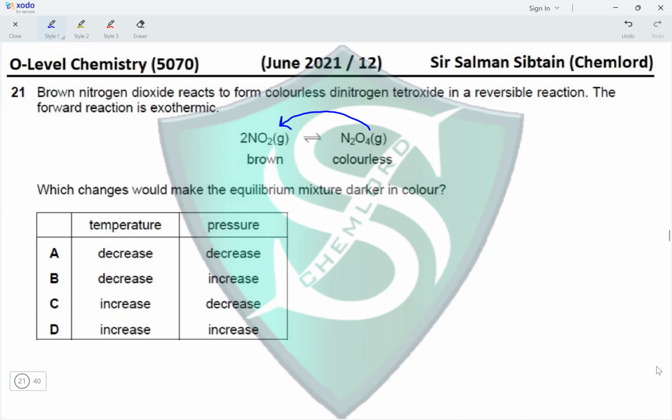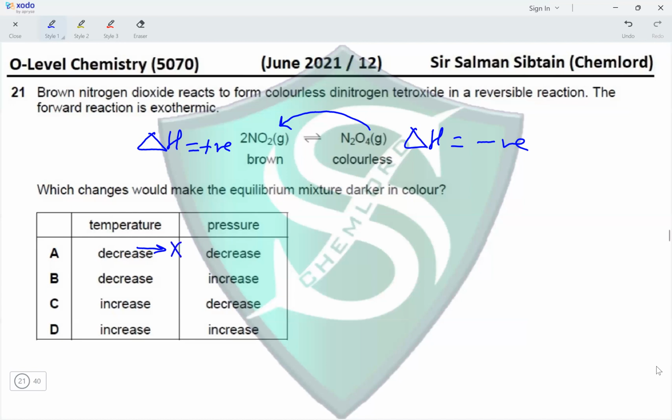Another thing that has not been written along with the equation is that the forward reaction is exothermic, which makes the backward reaction endothermic. Now let's look at the options. Temperature decreases. A decrease in temperature favors the exothermic side of the reaction. So this would result in the forward reaction being favored, so the brown color would decrease.